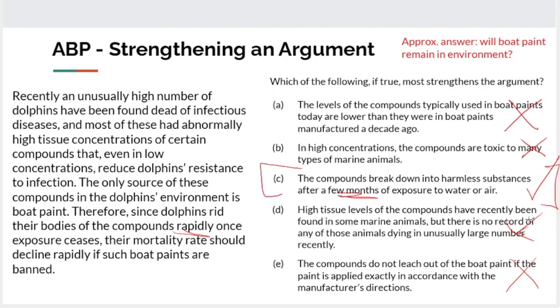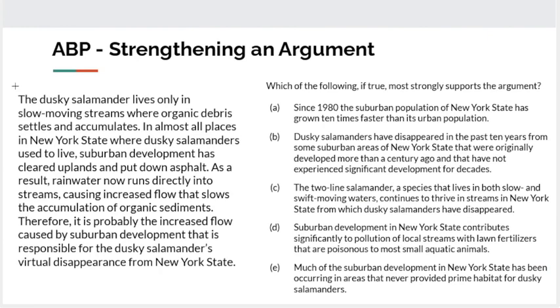Now let's look at another example. The dusky salamander lives only in slow-moving streams where organic debris settles and accumulates. In almost all places in New York State where dusky salamanders used to live, suburban development has cleared uplands and put down asphalt. As a result, rainwater now runs directly into streams, causing increased flow that slows the accumulation of organic sediments. Therefore, it is probably the increased flow caused by suburban development that is responsible for the dusky salamander's virtual disappearance from New York State.